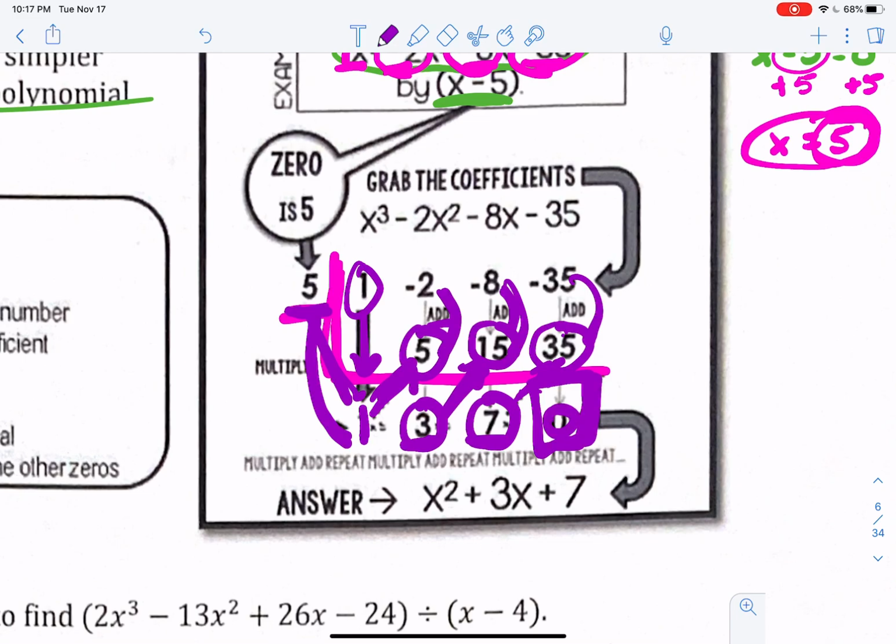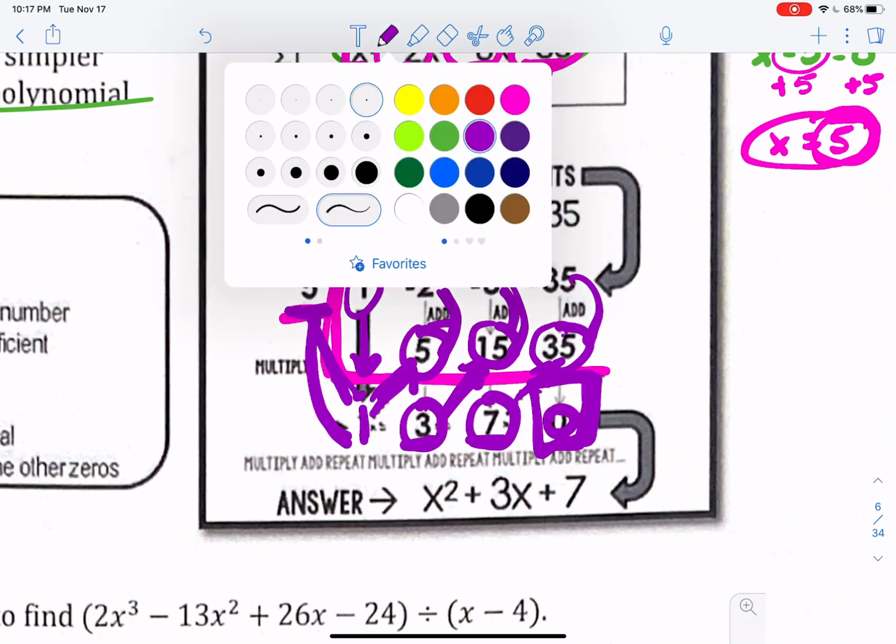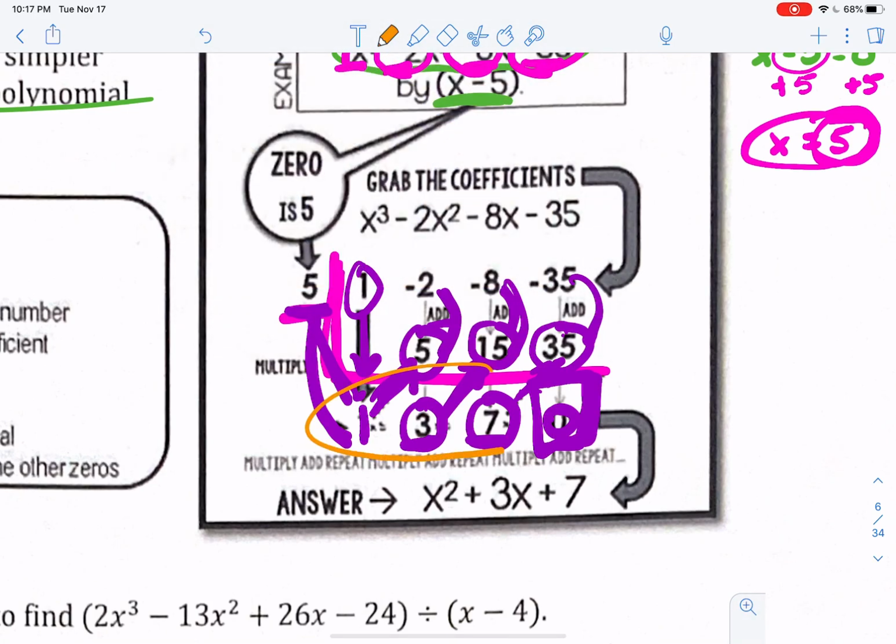That's what my remainder will be. So in this case, we don't have a remainder. And all I want to do is take these 3 numbers that I have here and put them back and insert the x's back into the function, okay?